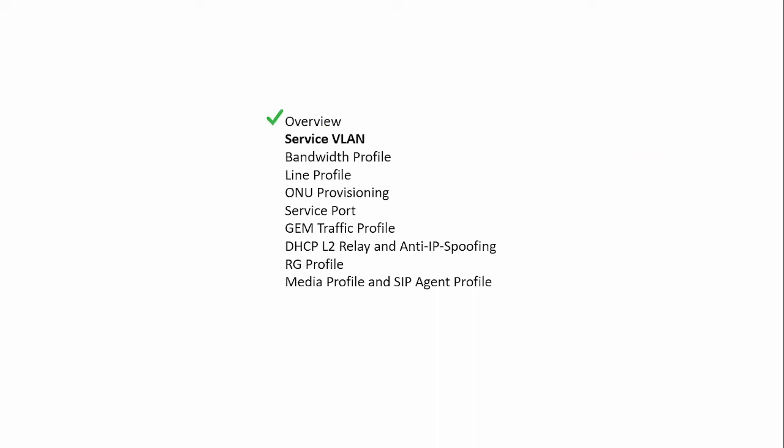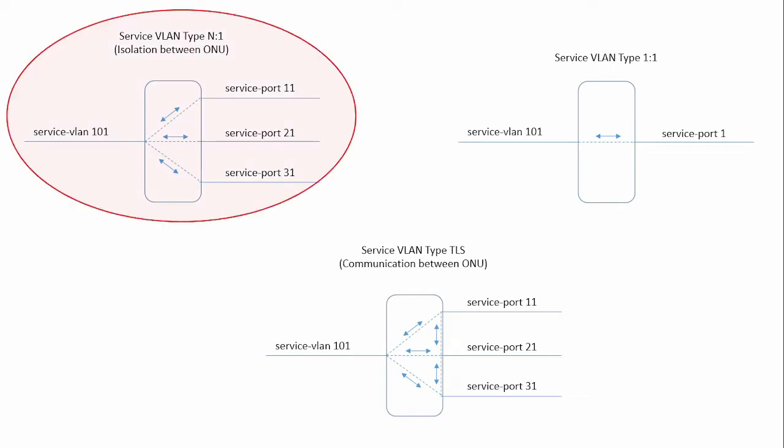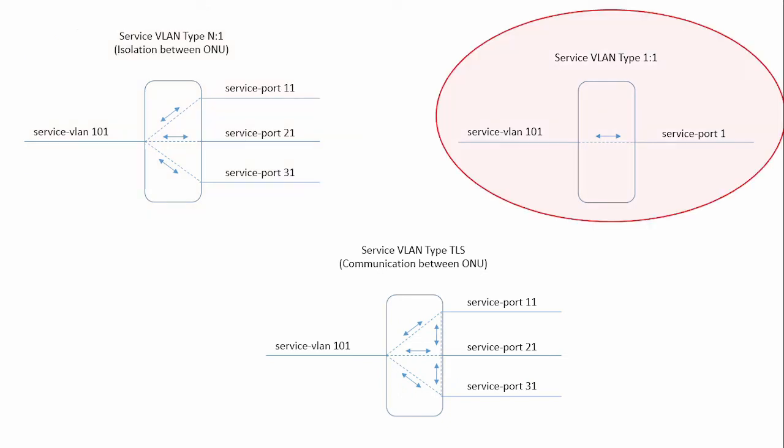The first component we will look at is service VLAN. There are three types of service VLAN. Service VLAN type N-to-1 is used for services that may share the same VLAN, but communication between service ports is not required. Typically, Internet services use this type of service VLAN to transport the Internet traffic of all clients in a single VLAN. Service VLAN type 1-to-1 is used for services that require a unique VLAN. Typically, enterprise services use this type of VLAN, such as point-to-point services.